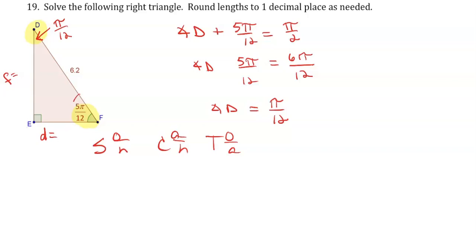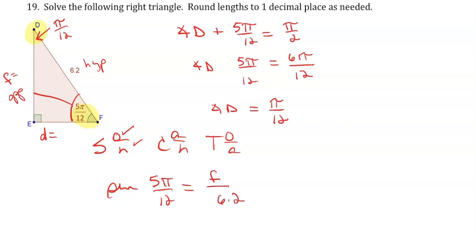So from this angle's perspective, I can say that I need the opposite and I have the hypotenuse. So opposite over hypotenuse is sine. So the sine of 5 pi over 12 equals the missing side over 6.2. In my calculator, I'm going to say 6.2 times the sine of 5 pi over 12.